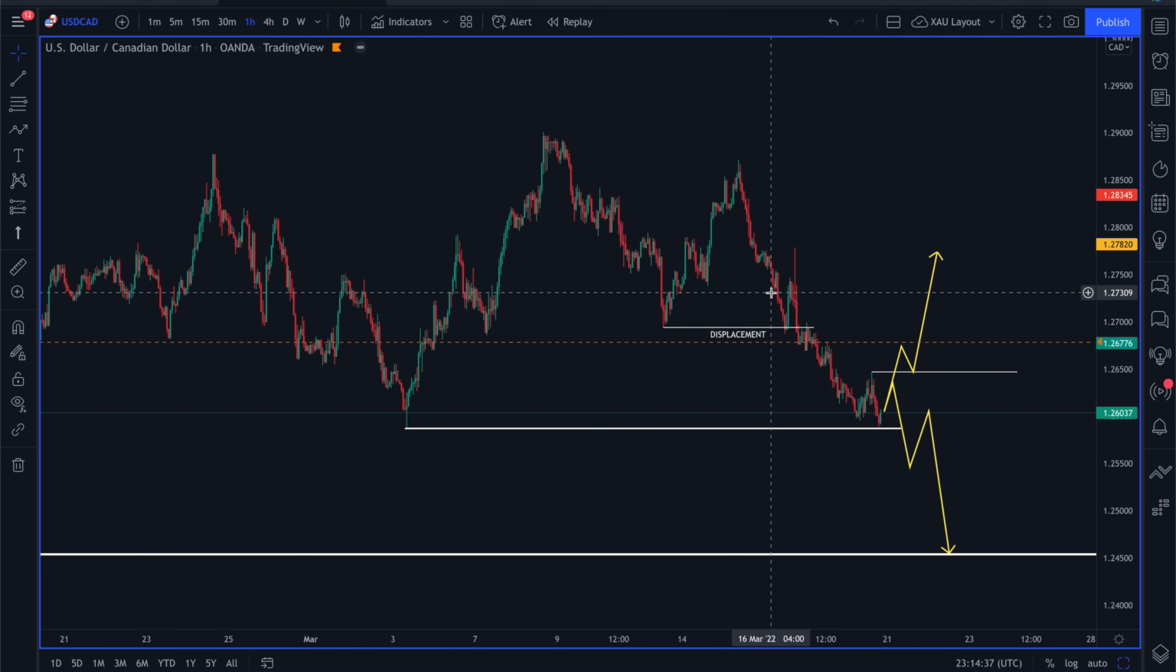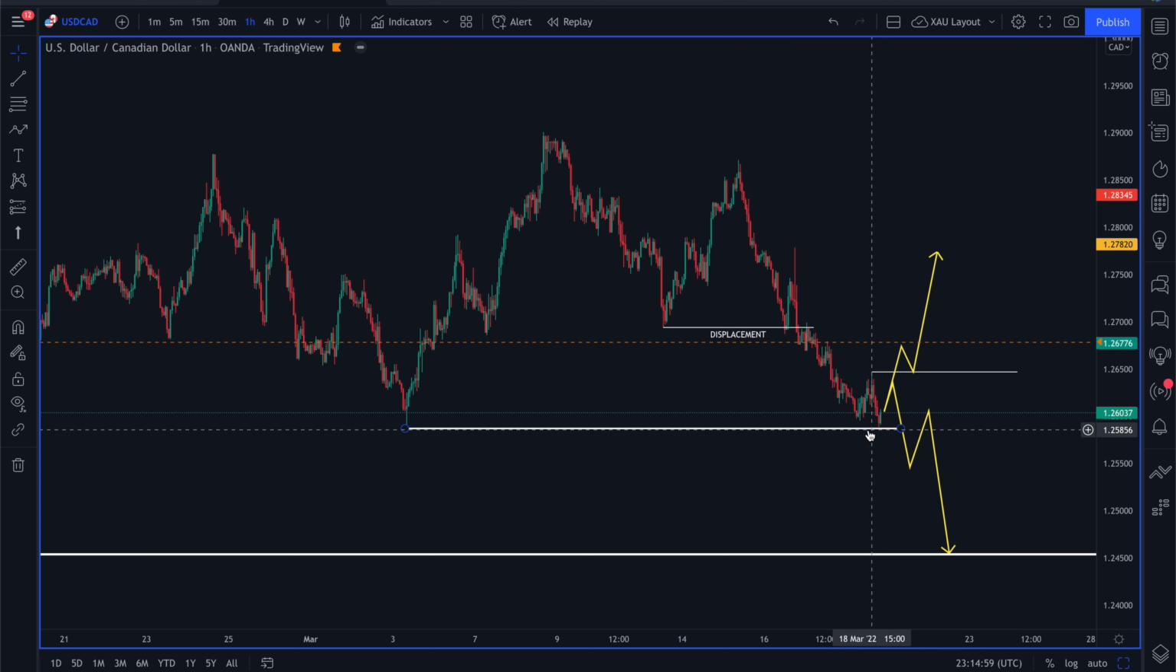Now moving over to the USD CAD pair. Looking here on the 1 hour time frame, we can see how price has displaced. It has broken this bullish structure, again confirming bearishness. Price did come down and now we have this area. So this was the last higher time frame swing low.